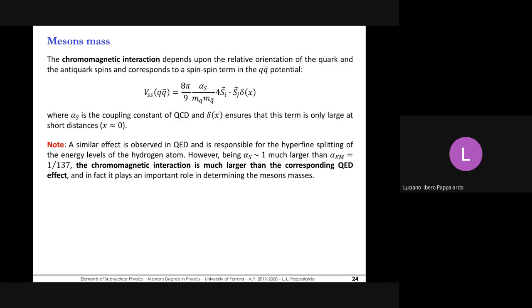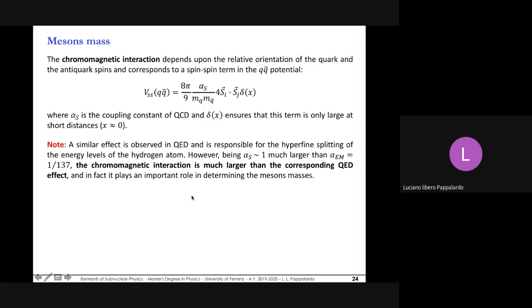But there is a fundamental difference because, as we will see, the coupling of the strong interaction is much, much larger than the fine structure constant, which is the coupling of the electromagnetic interaction. So for the alpha electromagnetic, we know that it is of order 1 divided by 137, whereas for the alpha strong, it can be as large as almost 1, okay? And so essentially the physics is the same, but now this coupling term is much stronger.